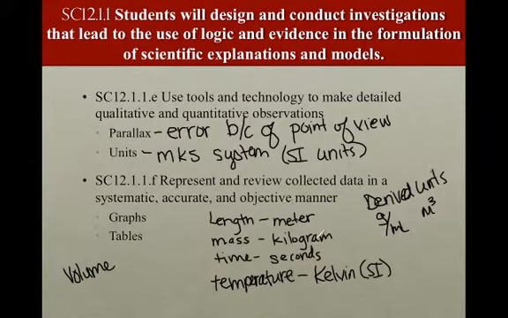Based on our SI units here, volume is length times width times height, really. So it would be a meter times a meter times a meter is what? Meters cubed. So that's the SI unit, but you might see centimeters cubed or milliliters or liters. Those are all metric units.